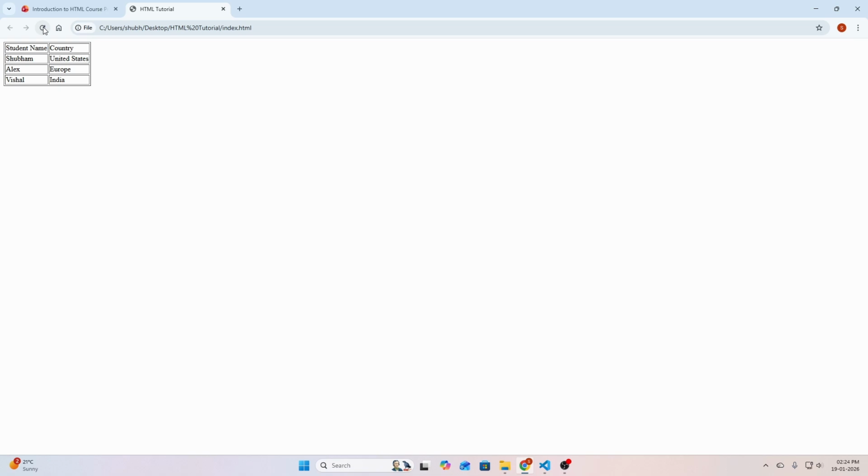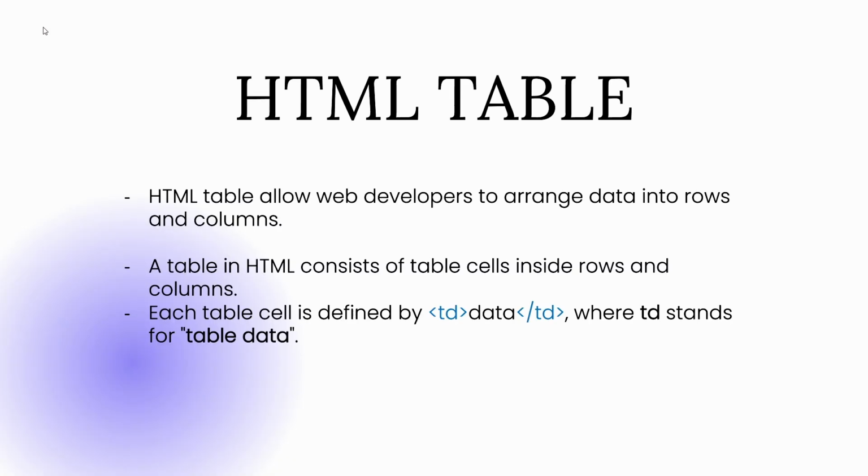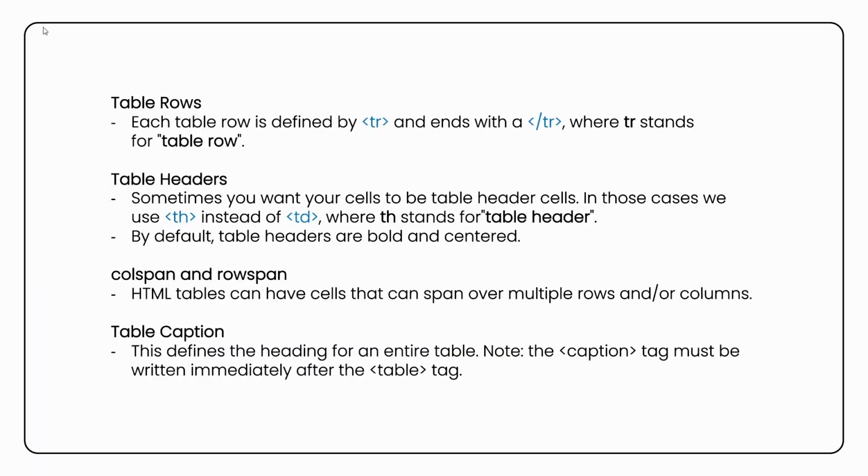Now you can have as many rows as you like in a table. Just make sure that the number of cells is the same in each row. Next, we have table headers. Sometimes you want your cells to be table header cells, and in those cases we use the th tag instead of the td tag, which stands for table header. By default, the text in th tags is bold and centered.